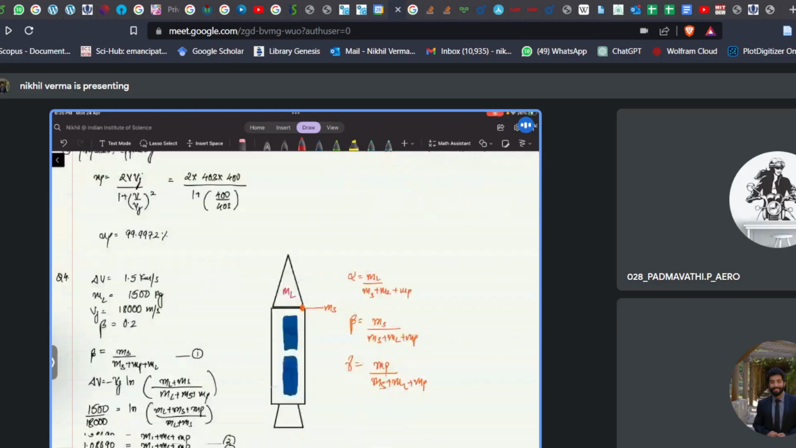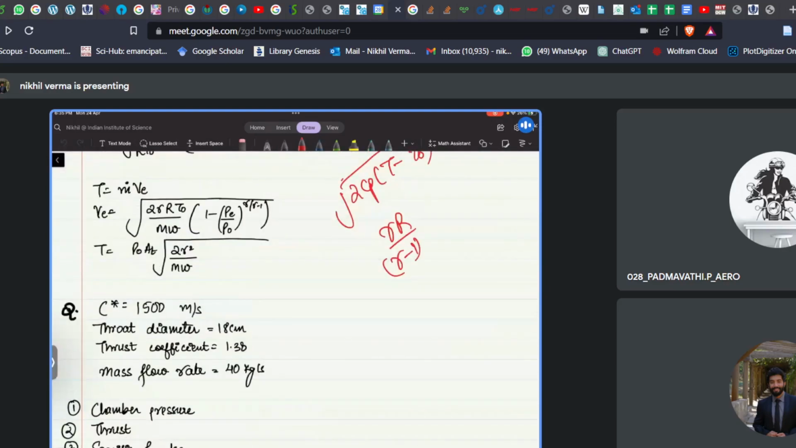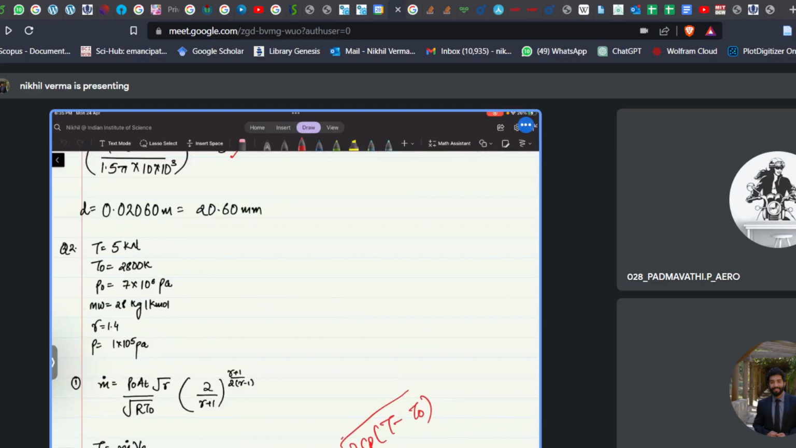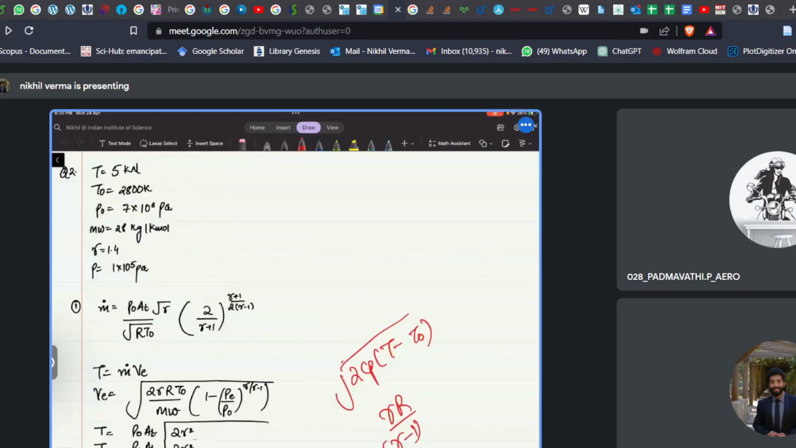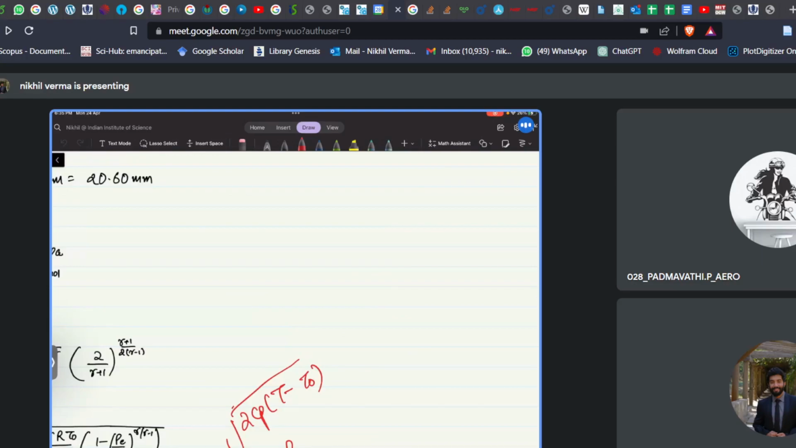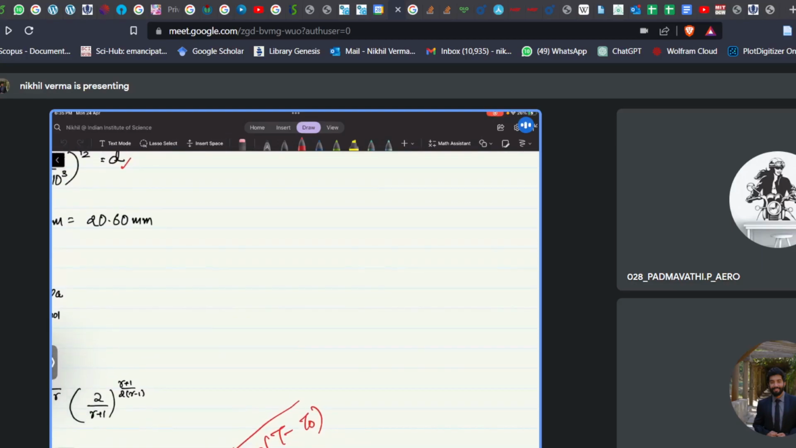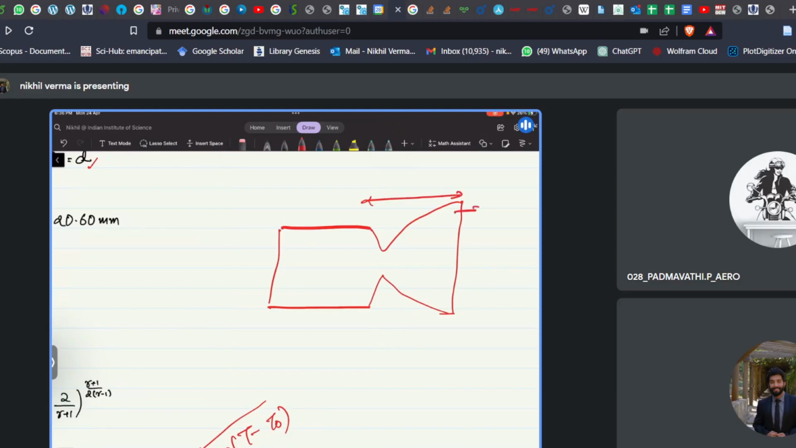Okay, so next thing we have seen is the detailed analysis where we have calculated the area ratio of the nozzle. So we have seen that a rocket engine is composed of a combustion chamber along with a nozzle. So we need a CD nozzle because we want a supersonic flow at the exit.